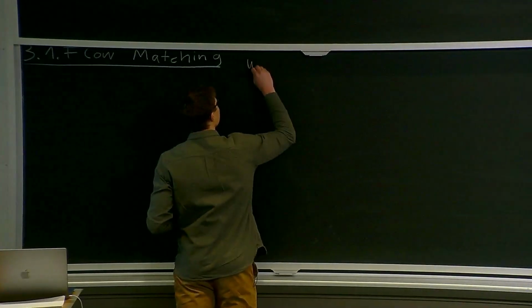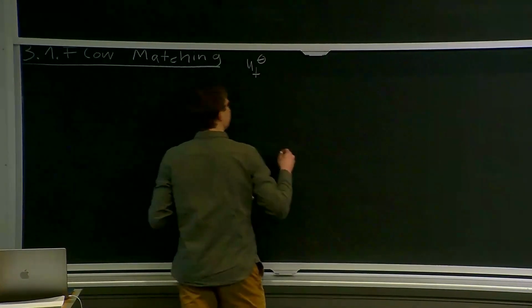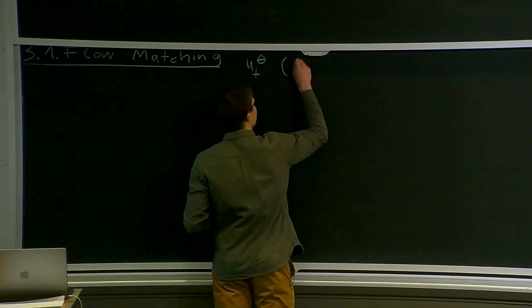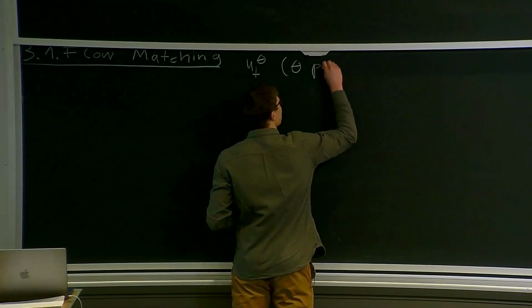So we have a neural network, u_t theta, and theta represents the parameters of that network.